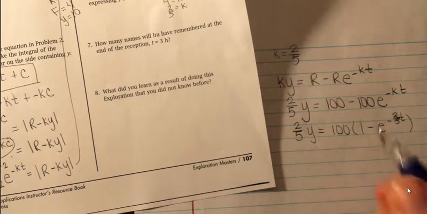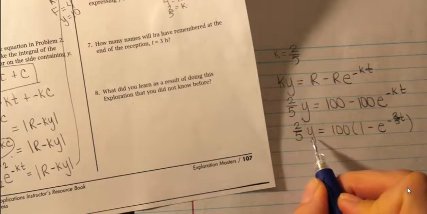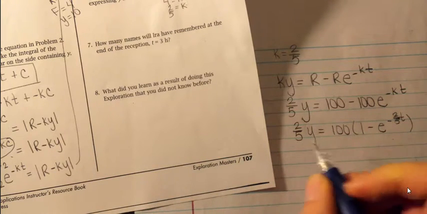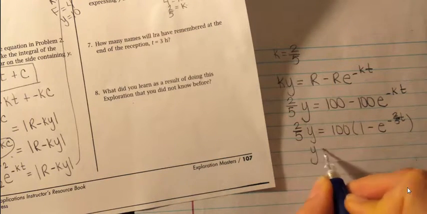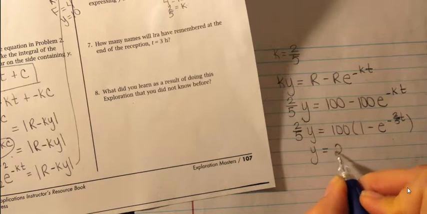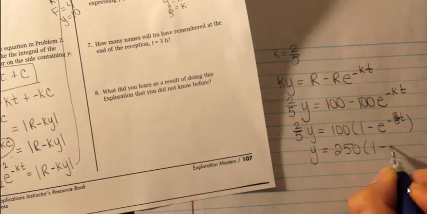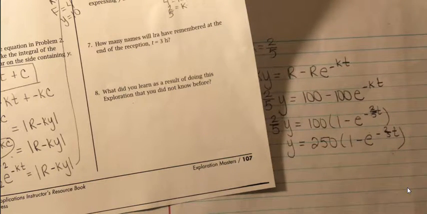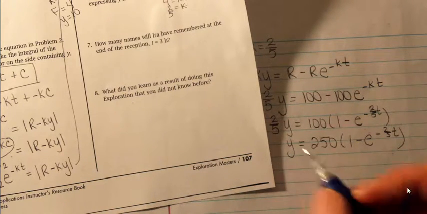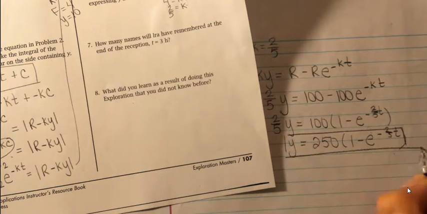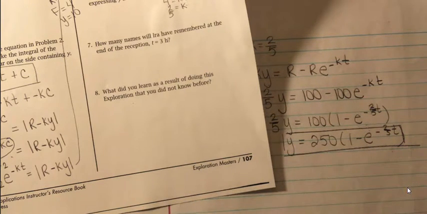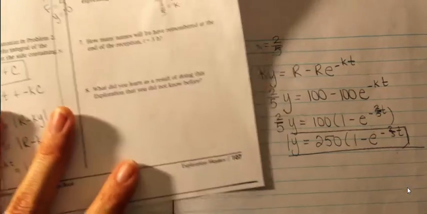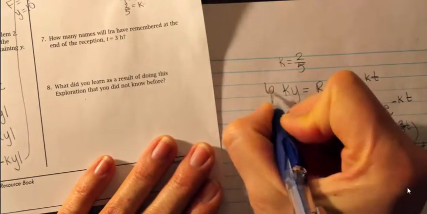Okay, and so then the last thing I'll do here to get y all by itself is multiply by the reciprocal. So y equals, well, 5/2 will give me 250 times 1 minus e to the negative 2/5 t. All right, so I think I've got it completely done for number 6. And then the last thing we need to do is number 7. So let me label this. So this is number 6.